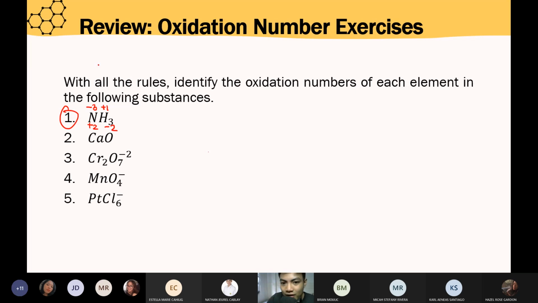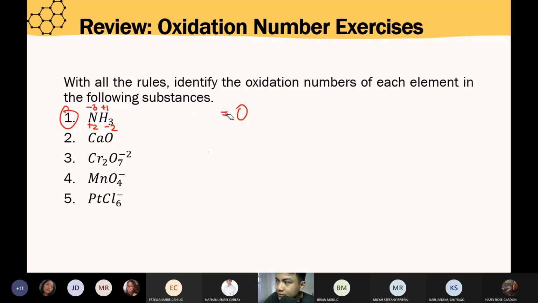By the way, for you to check if correct yung answer mo, the overall charge of the molecule should represent the individual oxidation numbers. For example dito, ano yung oxidation number ni nitrogen? Negative 3. Kay hydrogen, 1 times 3. Pag in-add mo yan, equal talaga yung dapat sa charge, which is 0. Okay? So, pan-double check yan, which is basically yung equation din kanina.